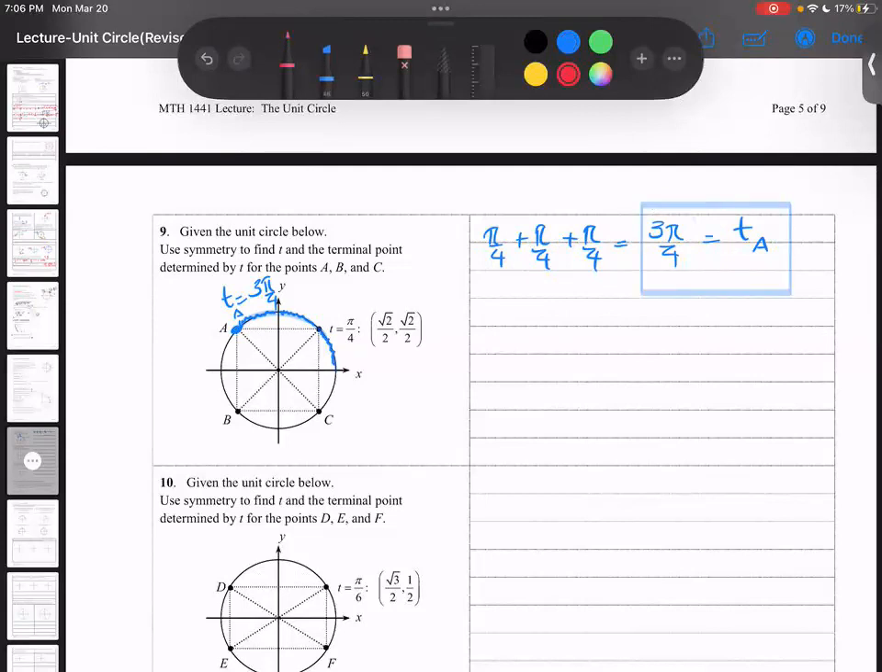What about t of B? So right there, point A is 3 pi/4. And how many more did you go? Remember, from here to here, that's another pi/4. Here to here, that's another pi/4. So 5 pi/4. So t of B is 5 pi/4.